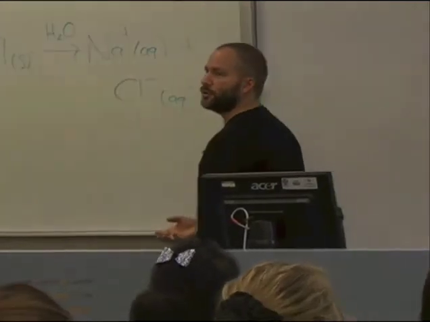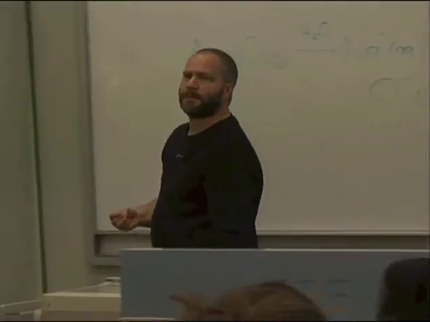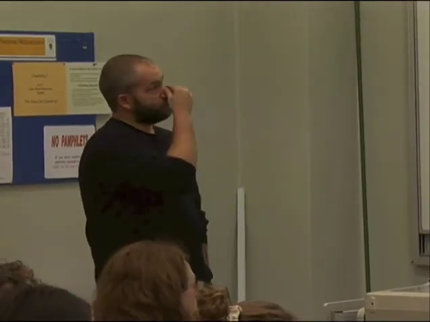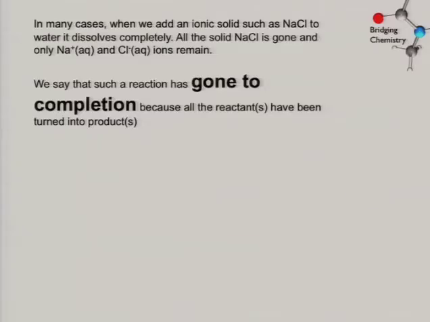So that's ionic equations. And so they're relatively straightforward. They're far from the hardest equations you're going to learn how to do in the course of bridging chemistry. And I've already said this before, but we'll say it again. In many cases, when we add an ionic solid such as sodium chloride to water, it dissolves completely. All of the solid sodium chloride is gone, and only sodium cations and chloride anions remain.